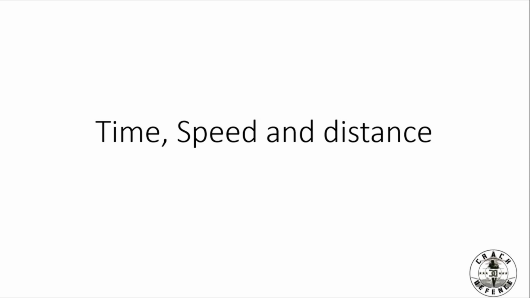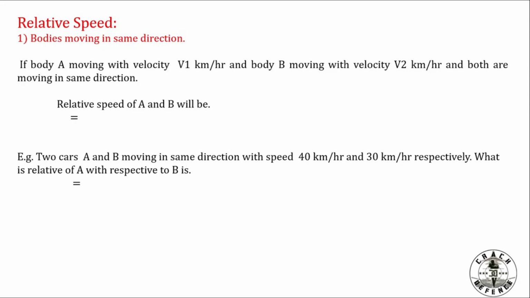So, let's begin with the first category of it: bodies moving in same direction. If A is moving in this direction with speed v1 km per hour and B is moving in the same direction with v2 km per hour, then their relative speed would be v1 minus v2 km per hour.